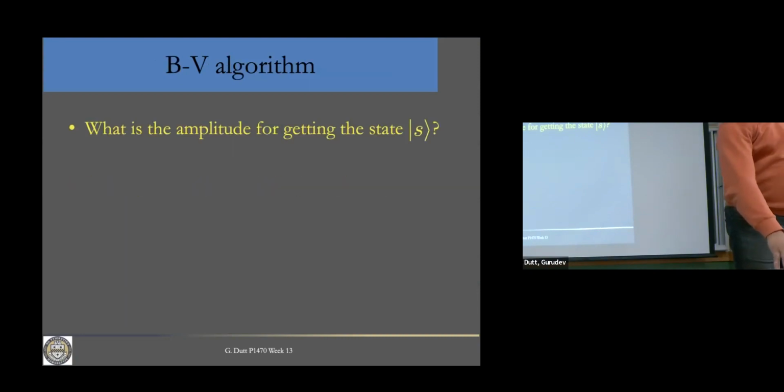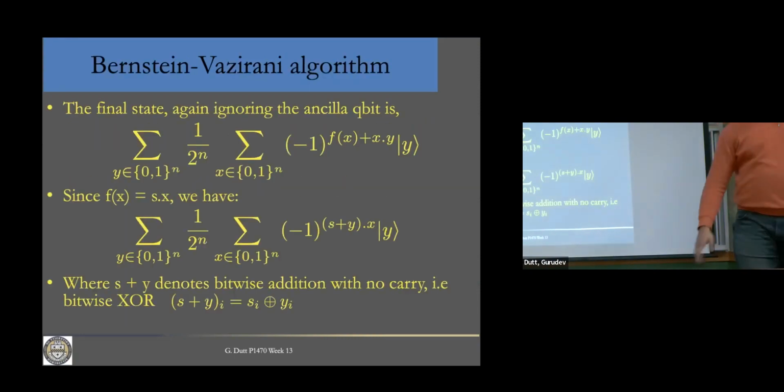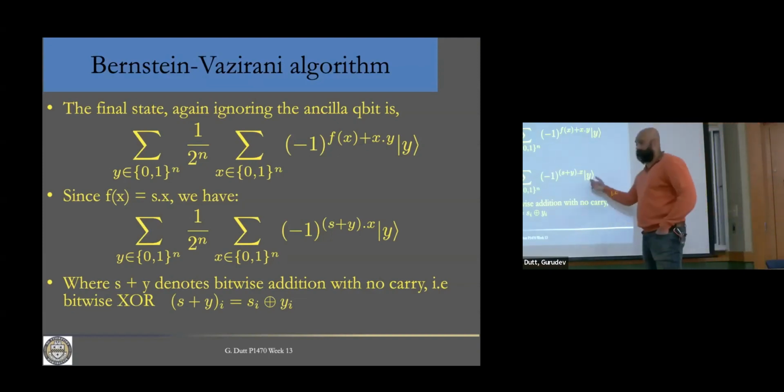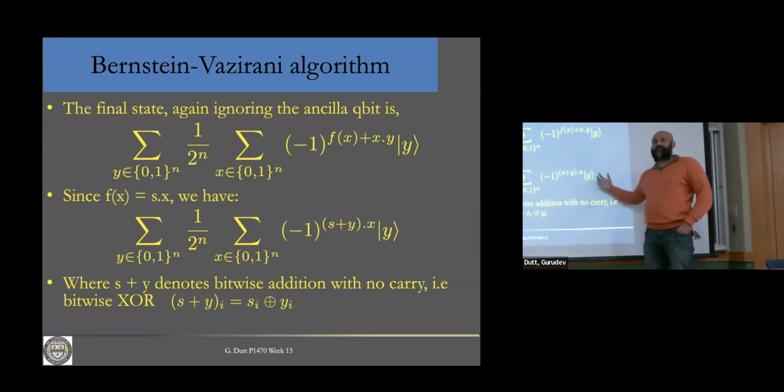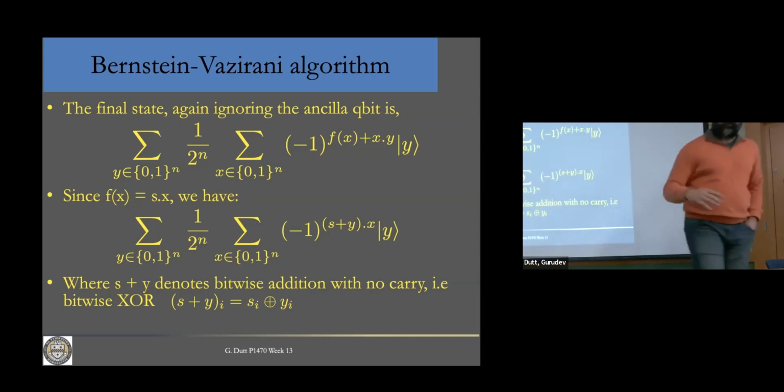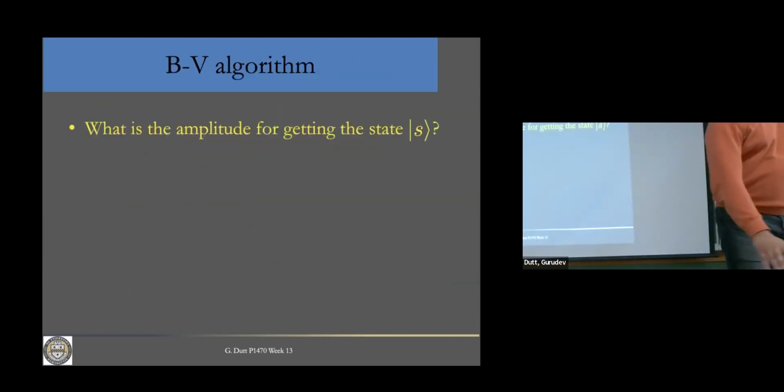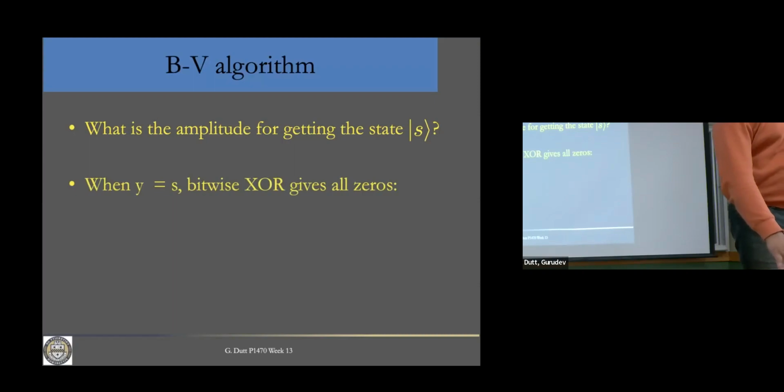So now we want to know, remember our goal is to find the secret key, S, right? So how do we get that? Well, let's ask what is the probability to get the secret key on the input qubits. That is, what is the probability that y equals S, the secret key? So what is the amplitude for getting that state S? So we project onto the state S.